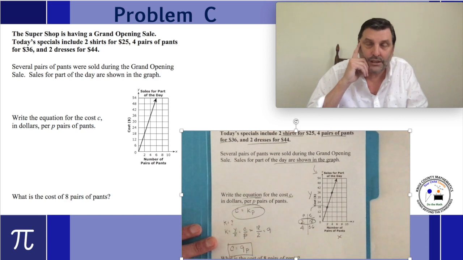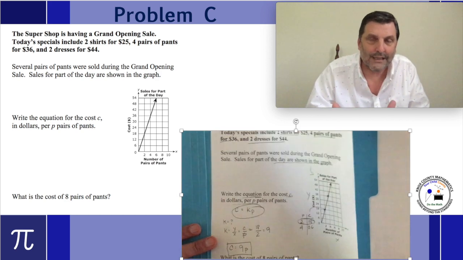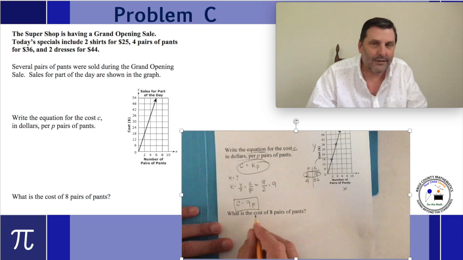Now, notice on that graph, something really neat. If it's a proportional relationship and it's constant, notice how that line is straight. That's going to be something you'll learn in 8th and 9th grade.